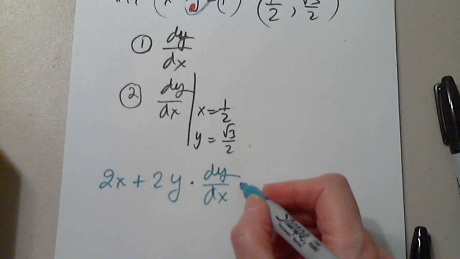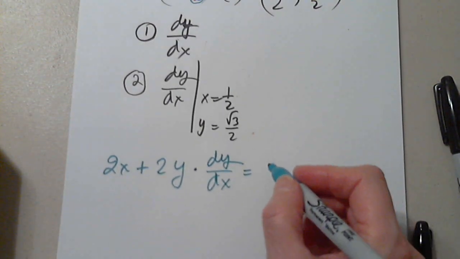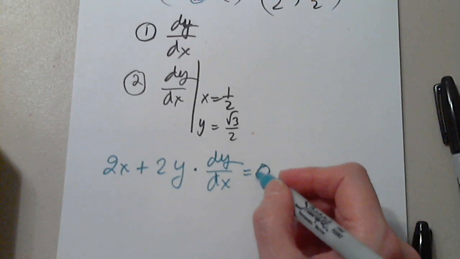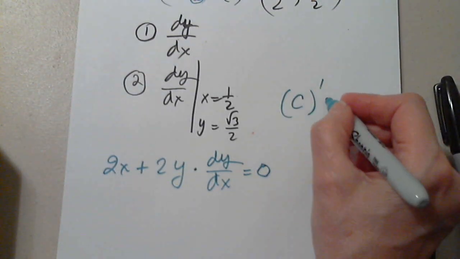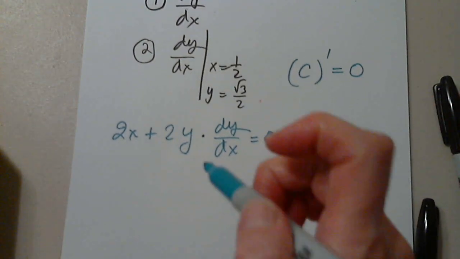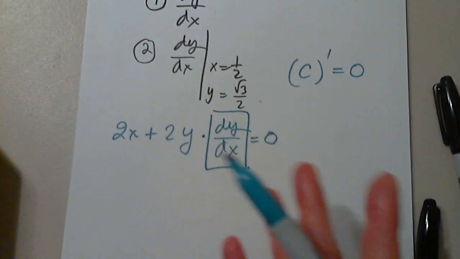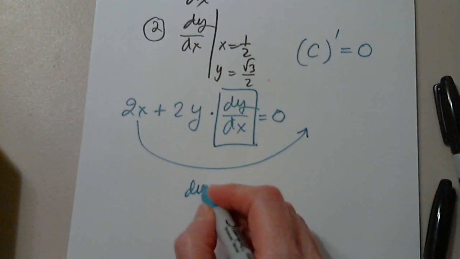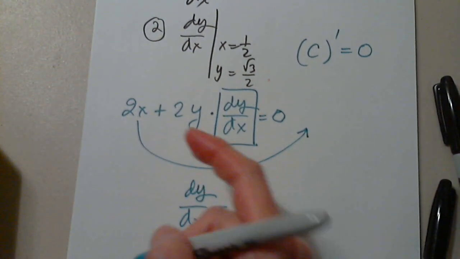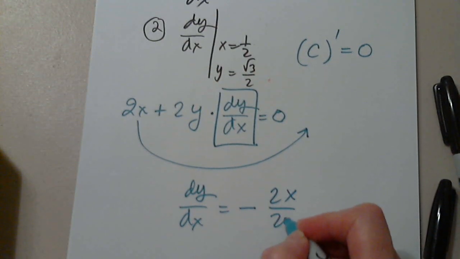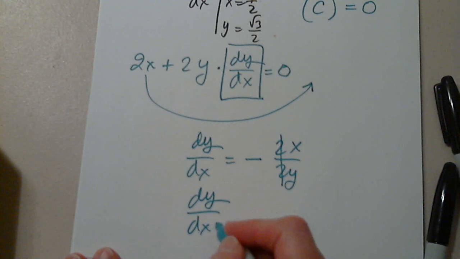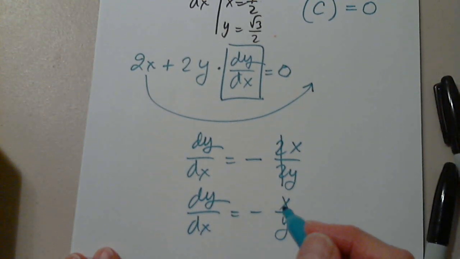And can anyone differentiate 1? Just 1. 0. Thank you very much. Every constant prime is 0. Perfect. We are after this. I don't even need to factor or do anything else. I will move 2x and divide by 2y. So dy over dx equals negative, because I move it, it's negative, 2x over 2y. Of course, I'll simplify these two. And I finally get dy over dx is negative x over y.